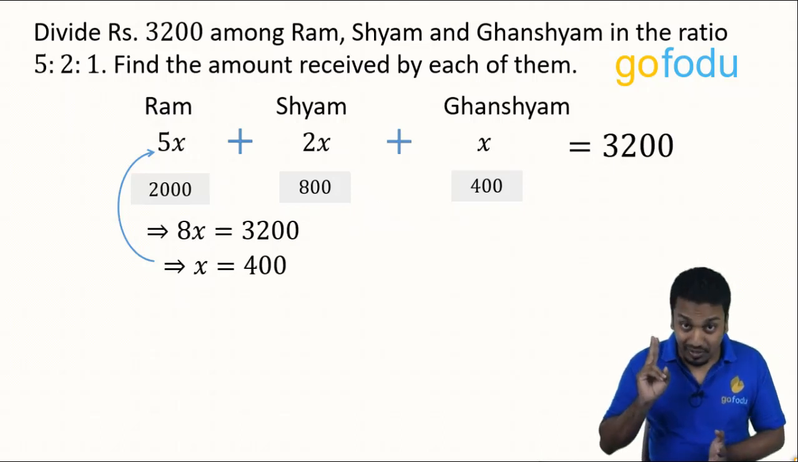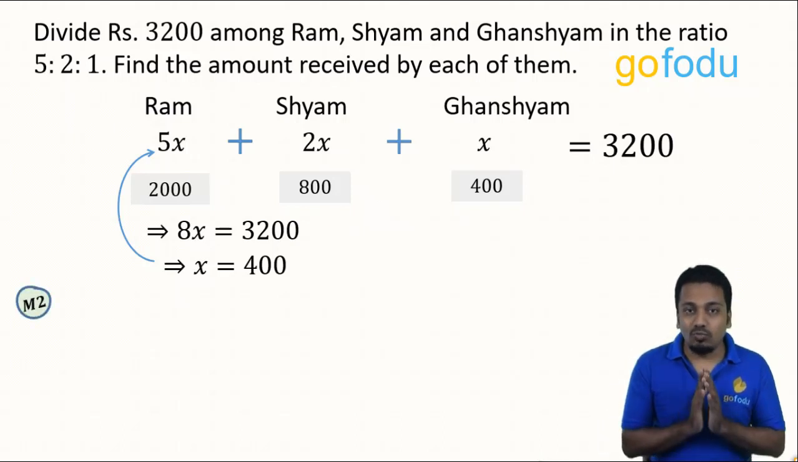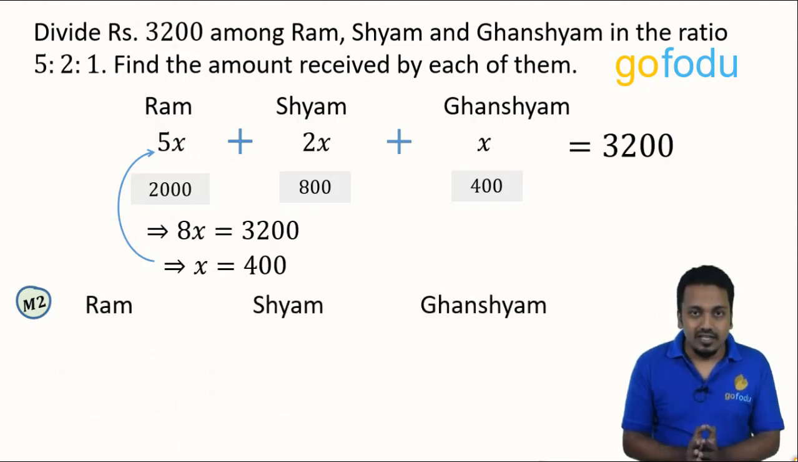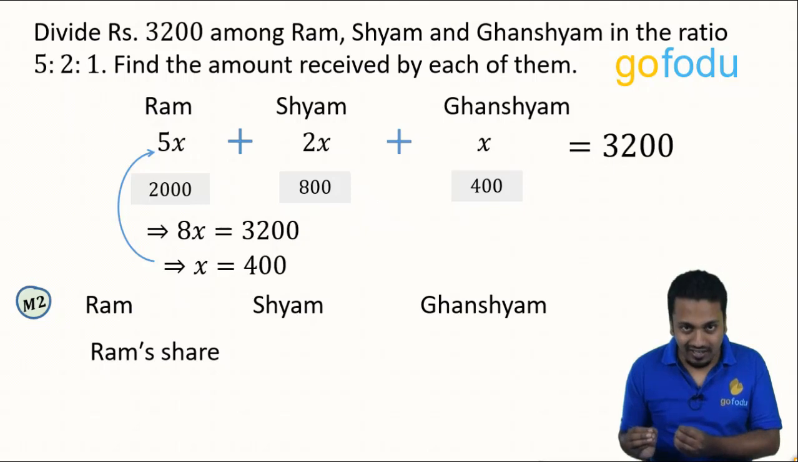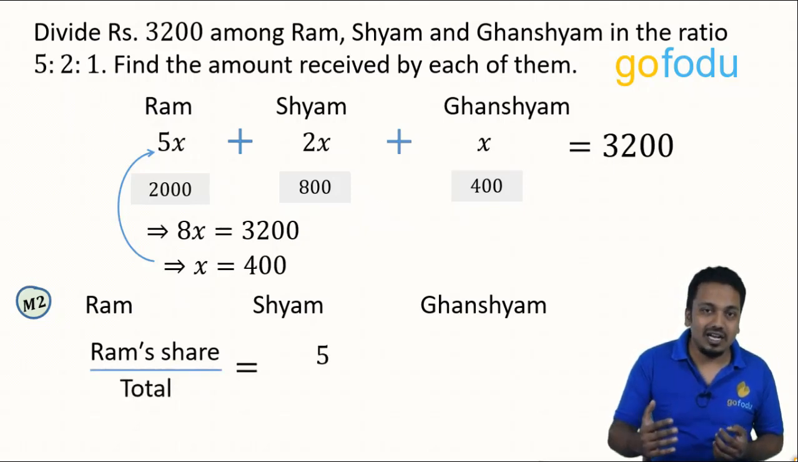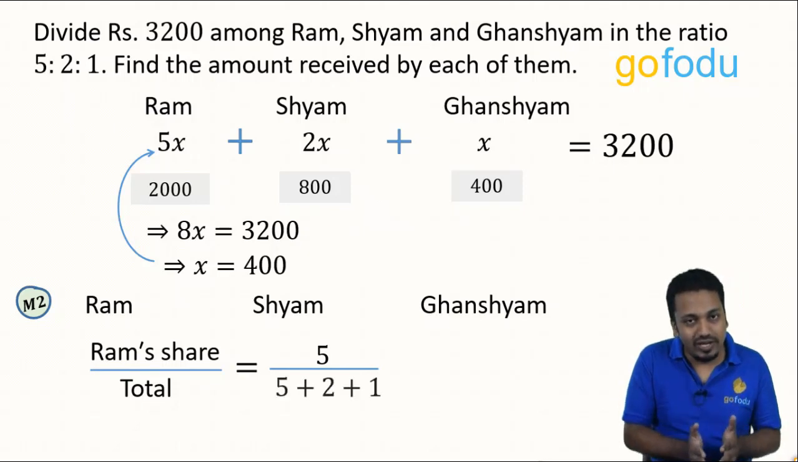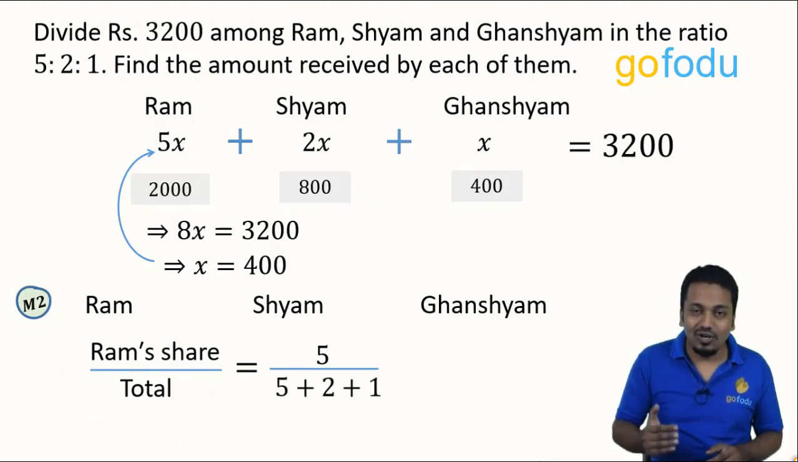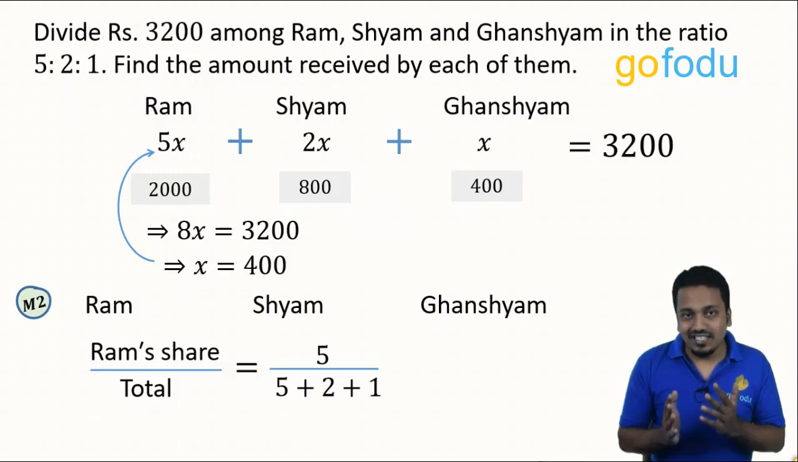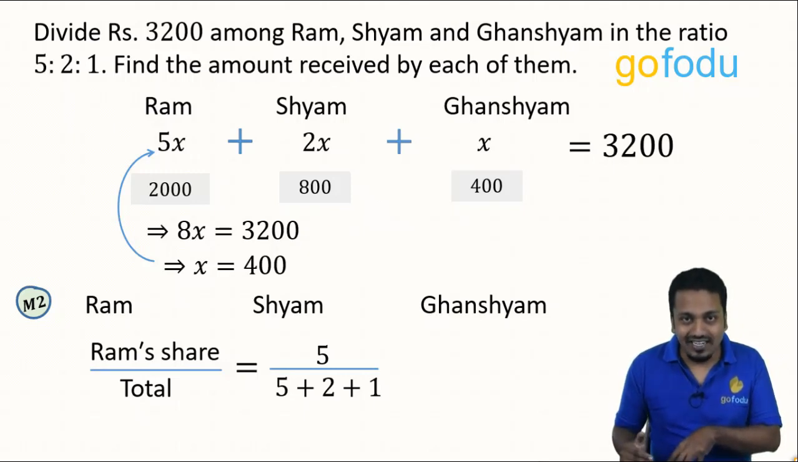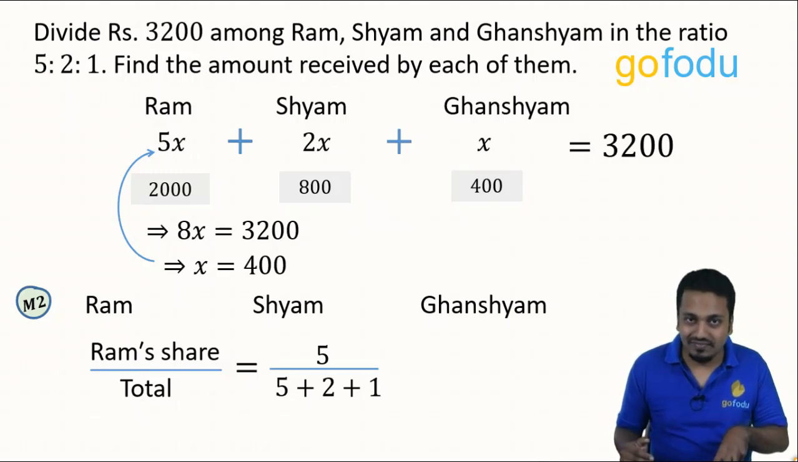Now there is method number 2. Method 2 is almost the same, just a step shorter. Ratio of Ram's share to total share is 5x upon 5x plus 2x plus x. That is 5x upon 8x or 5 upon 8. We know that x is going to get cancelled on writing the ratio, so we can omit it and straight away take the ratio values.